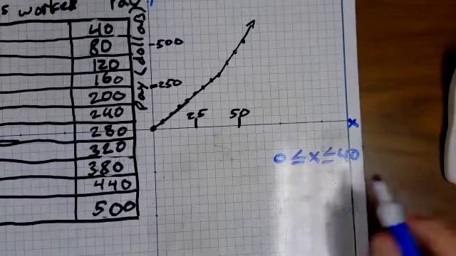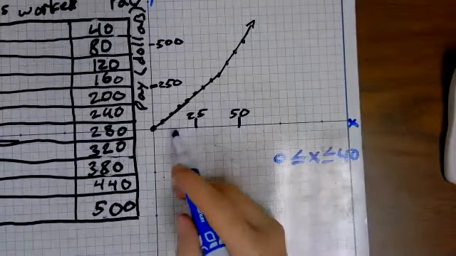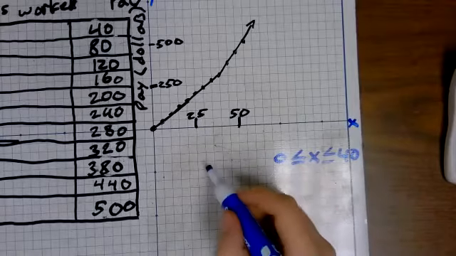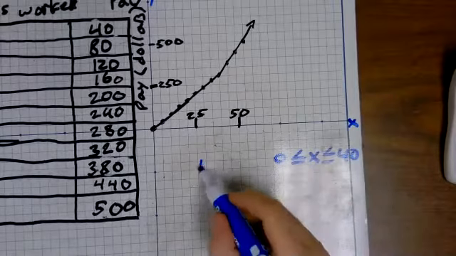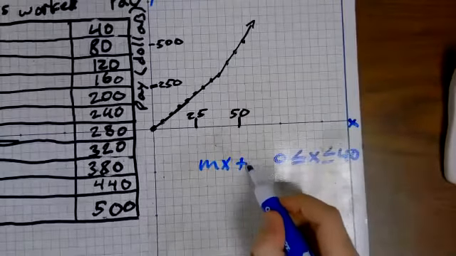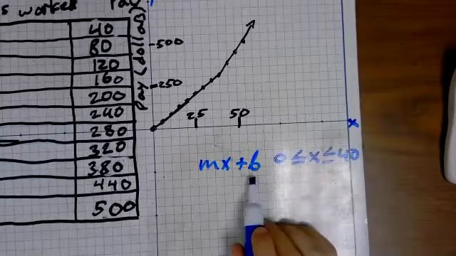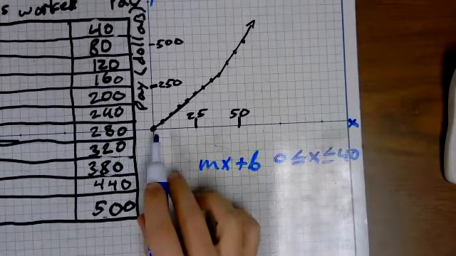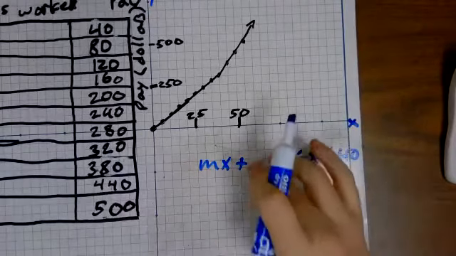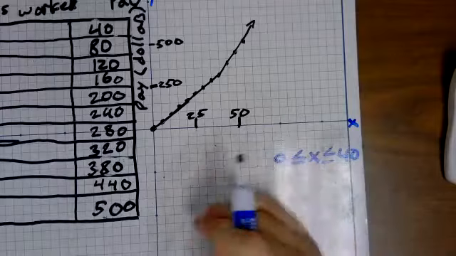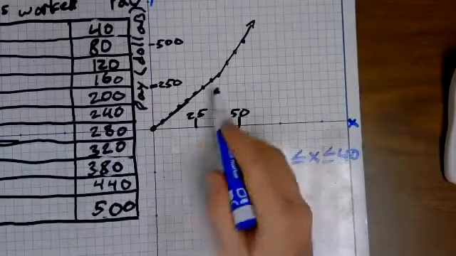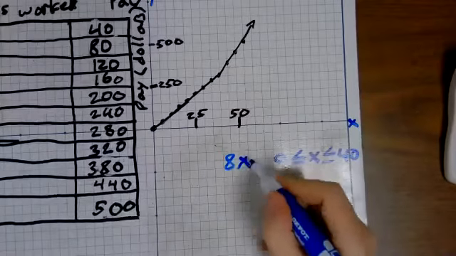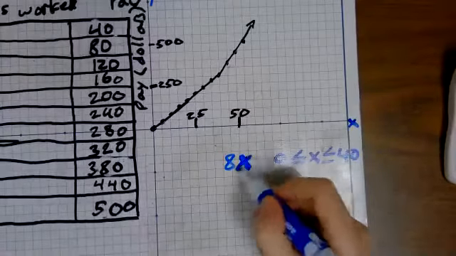Okay. And let's figure out this equation. Well, this is a straight line, which means that it's going to be of the form y equals mx plus b. Now, its y-intercept is 0. That's where it's crossing the axis. And its slope is 8. So in this section here, our graph has this equation.